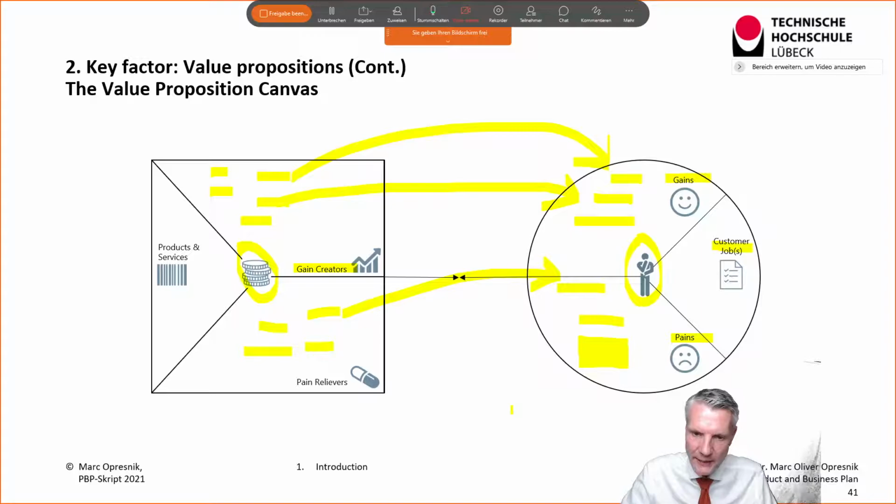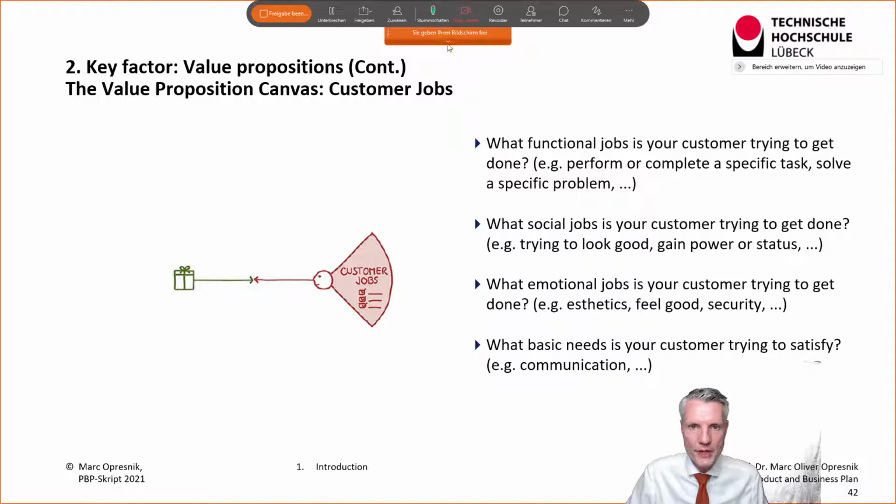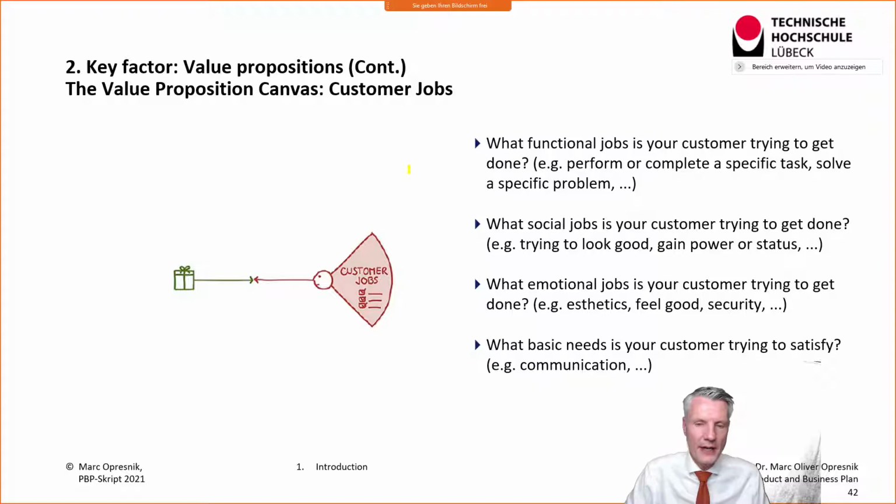It could be a service, it could be a product, or it could be a bundle of a product and a service. So these are the products and services the company is offering. So basically, this is how the matching works between the customer segments and the value proposition.